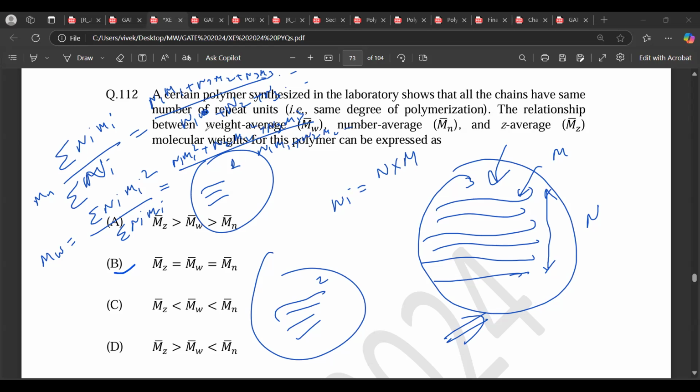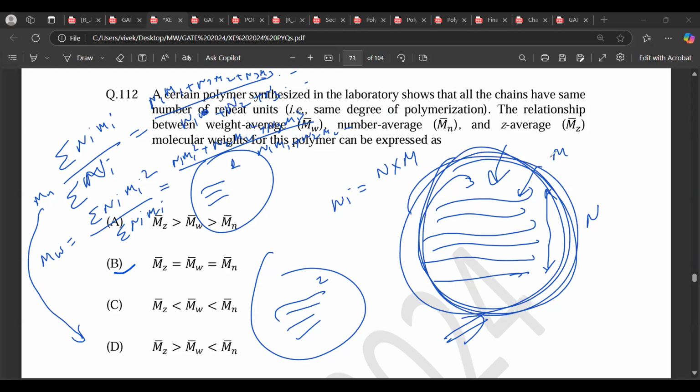Now there is no N1, N2 difference, right? So if you put simply for this one group, it's a monodispersed polymer, where M1, M2, M3 are all the same. It's just M. And your N1, N2, N3 are all the same. It's just N, right? Because they are of the same numbers.